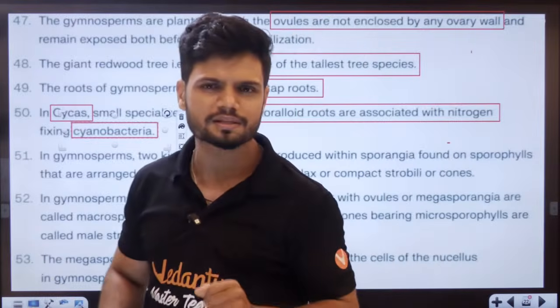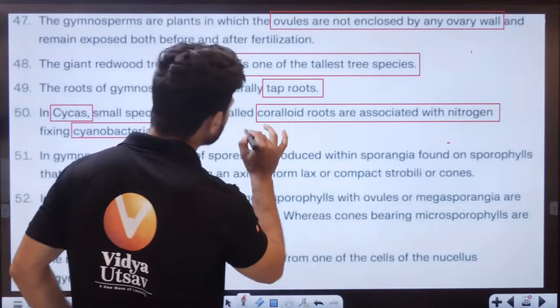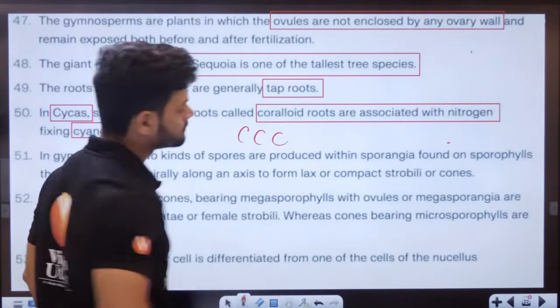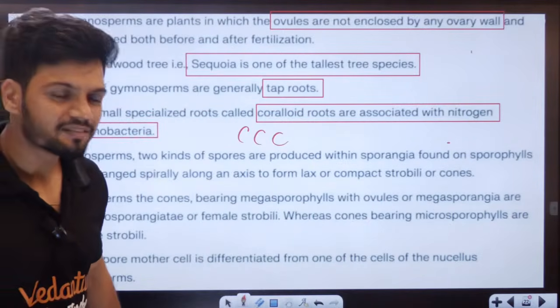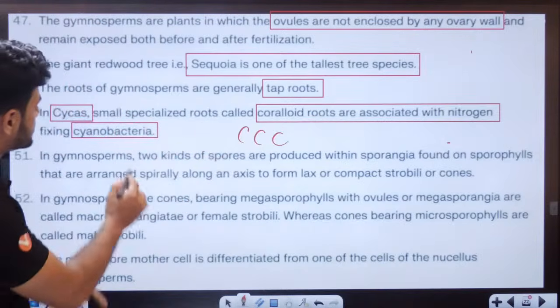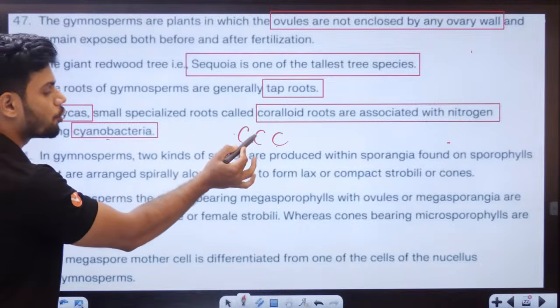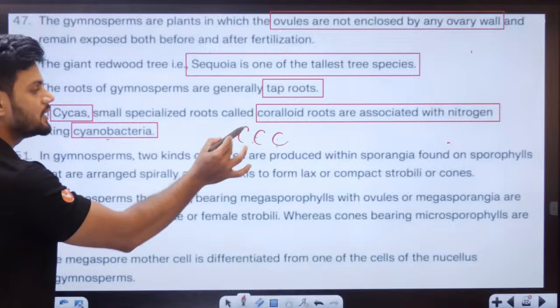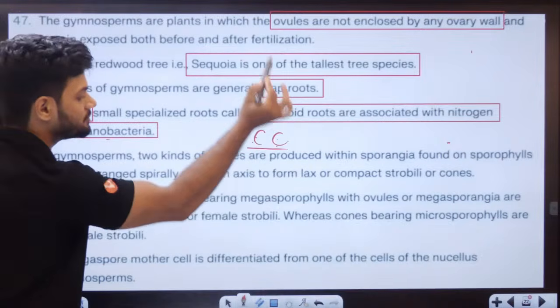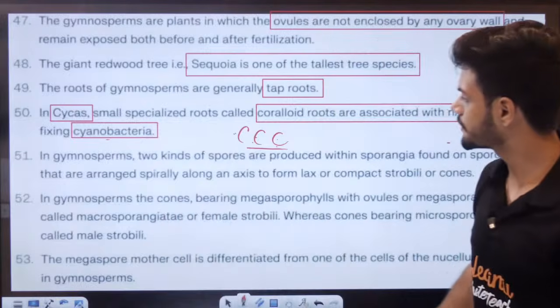Sir, how to remember this? One small trick is there. The small trick is CCC. What is CCC? Coloroid roots, cyanobacteria, and C for cycus. Cycus, coloroid root, cyanobacteria. CCC. तीनों के तीनों है क्या? CCC यहाँ पर. Okay.